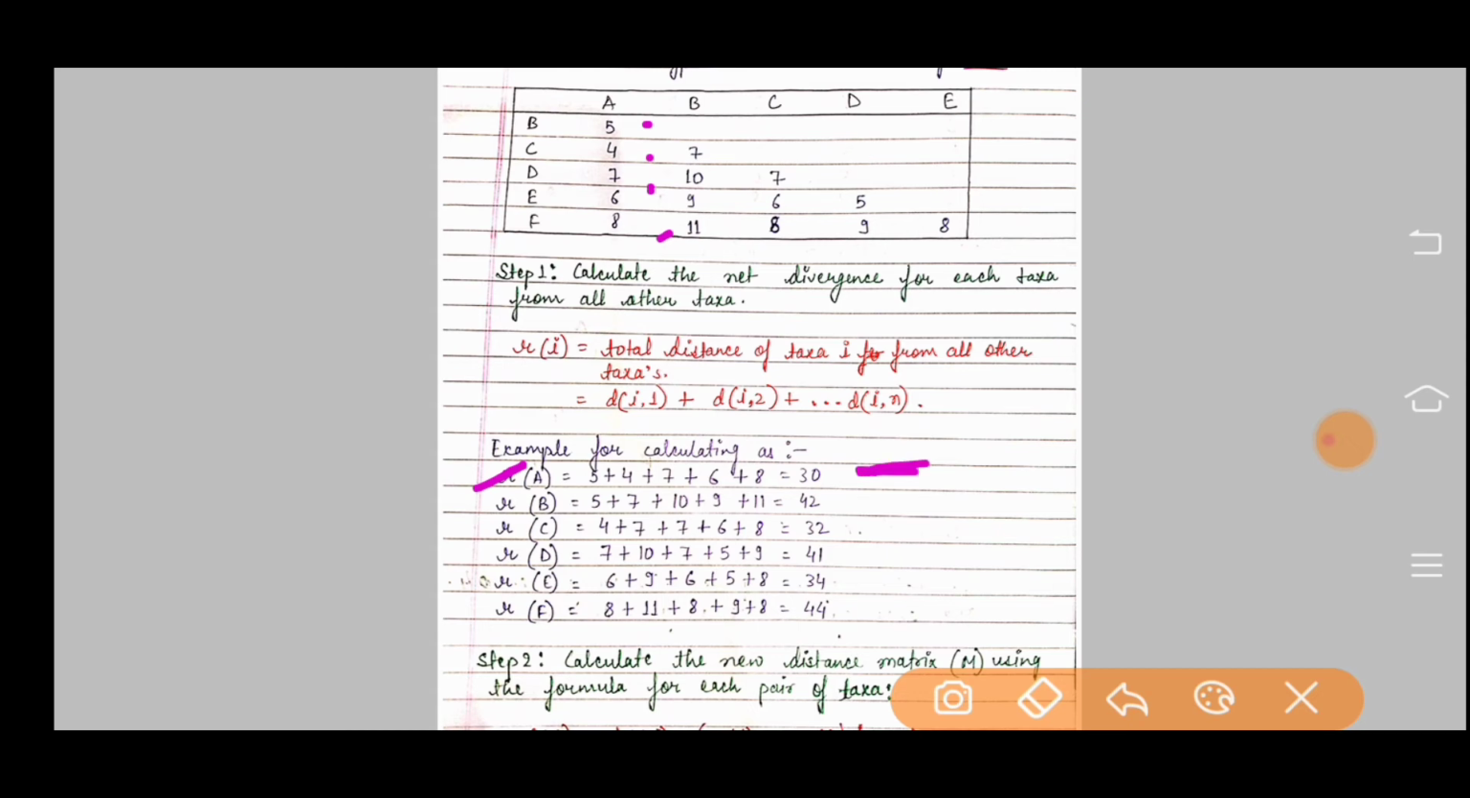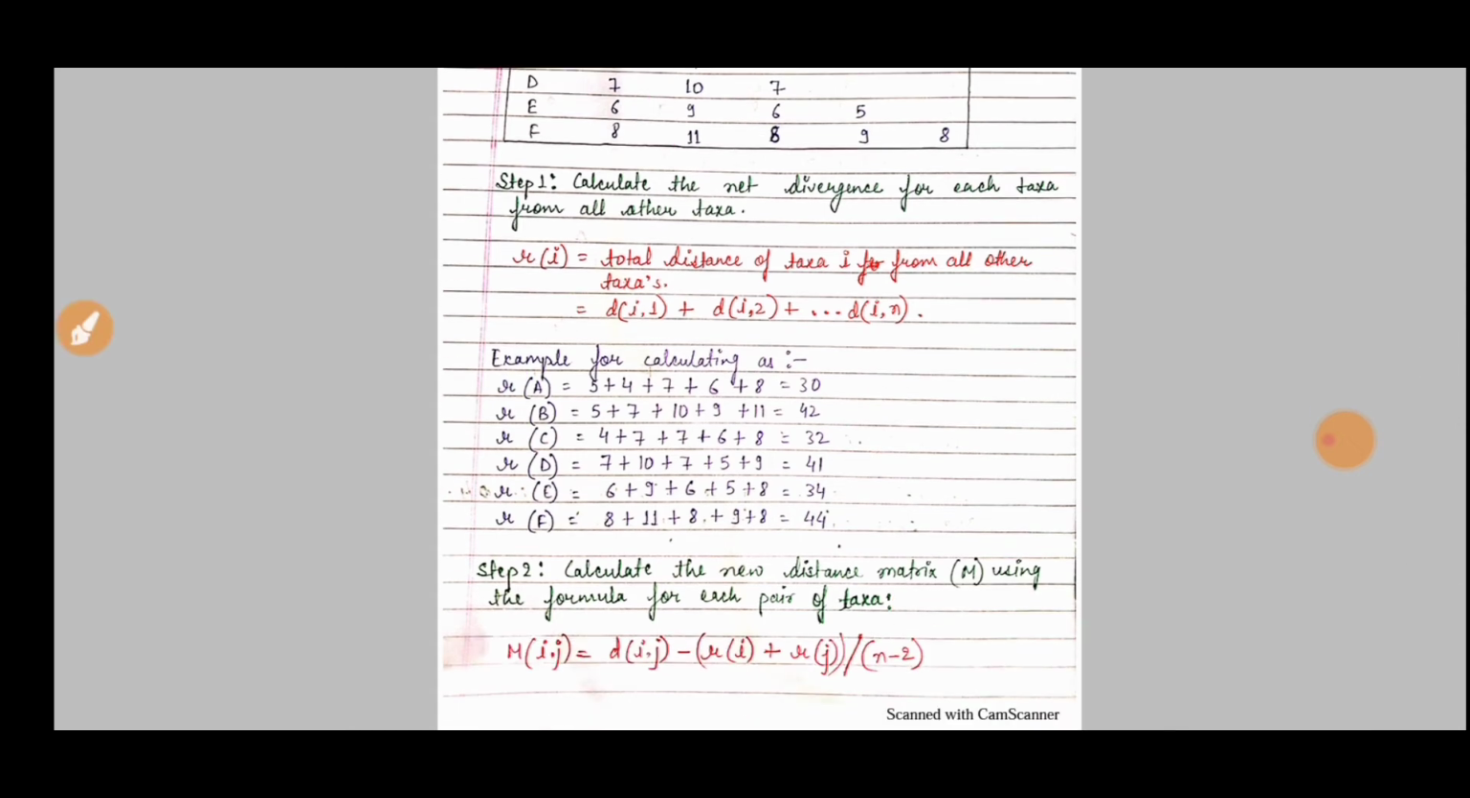Same with b. When you go through it, the distance between a to b is 5 and b to c is 7, plus b to d is 10, plus b to e is 9, and plus b to f is 11, you'll get 42.